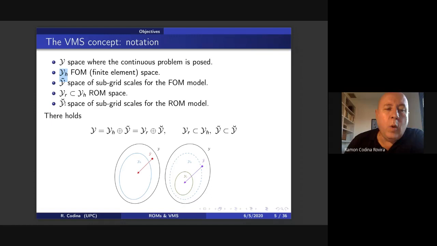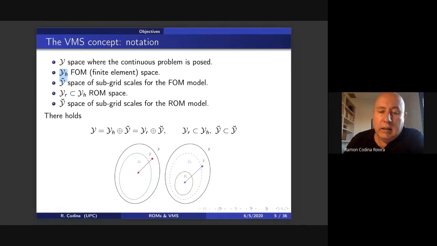So the picture is this one. We have the space where the continuous problem is posed, Y. Then that can be split as the direct sum of the finite element space plus the space of subgrid scales for the finite element space, for the FOM. And in turn, Y can be split into the ROM space Y_R plus the space of subgrid scales for the ROM space, okay? And since the ROM space is included in the FOM space, so the reduced order model space is a subspace of the full order model space, the space of subscales for the FOM is going to be smaller than the space of subscales for the reduced order model. So we have this type of inclusion here.